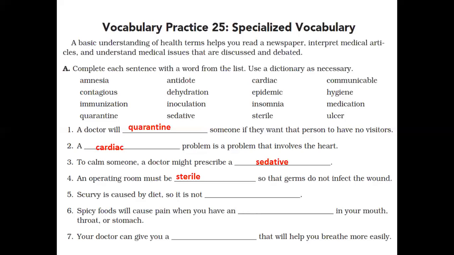Next is number five. Scurvy is caused by diet. So it is not dash. So it cannot be transferred, okay? Because it is caused by diet, it is not caused by anything like touching, it is not widespread, it is not transferable. So it is not communicable. It cannot be passed to others.